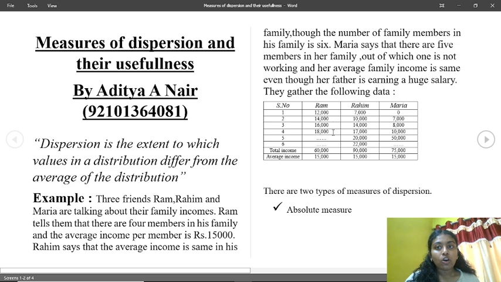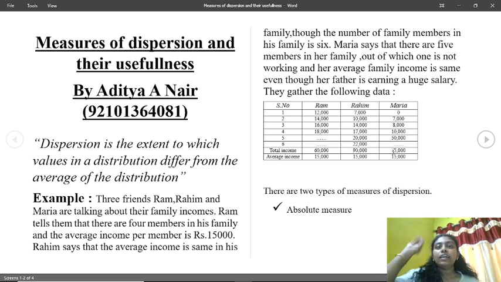As we can see, in Ram's family there are only 4 members, but the average income is still 15,000. Same for Rahim and Maria. But you can see that the particular incomes they have, that is the spread, is different. They don't have an equal spread. In the case of Ram, the spread is less, that is, the difference between the incomes is less, while for Rahim and Maria it is more compared to Ram. So dispersion is a measure which allows you to know how much spread is present in your data. It does not have to be an equal spread even though the average you get is the same. Dispersion allows you to know the extent to which the values in the distribution differ from the average value.